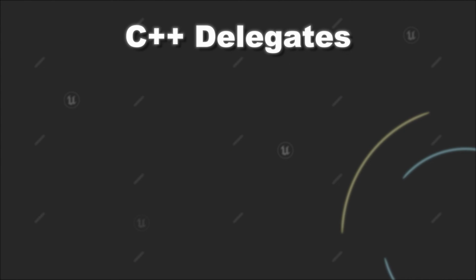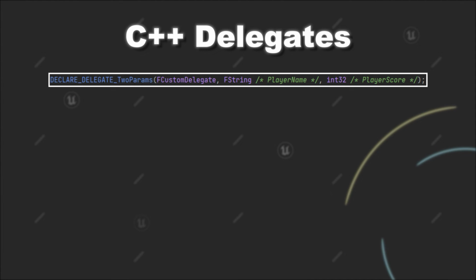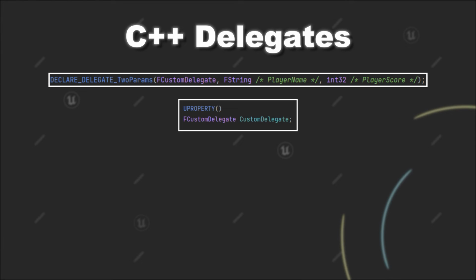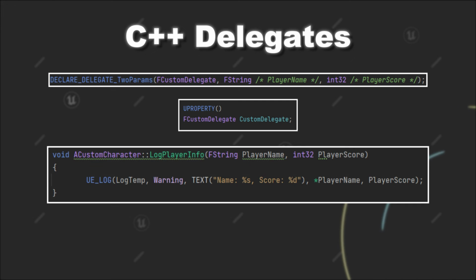For today, I will just use a single delegate for simple usage in C++. But in the future, we will also check out delegates for blueprints in more detail. As mentioned before, we have to declare a variable for our delegate to be able to use it. Next, I have created a small function that takes in an FString and an int32 and logs the information to the output log. Now we want to call this function with the help of the delegate.